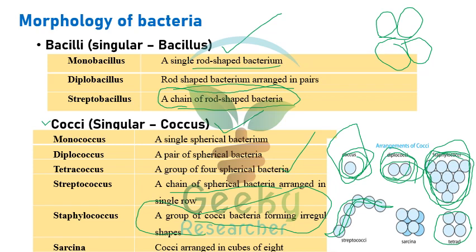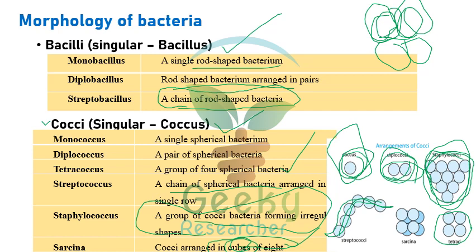Now what we have seen is the tetrad, right? If we see this in a three-dimensional way, four will be on the back and another four will be again on the front. So it is called Sarcina, which means cocci arranged in a cube of eight. In a cube, back side and front side, we can see it like a three-dimensional arrangement, right? Like that, the cocci will be arranged, a cube of eight.